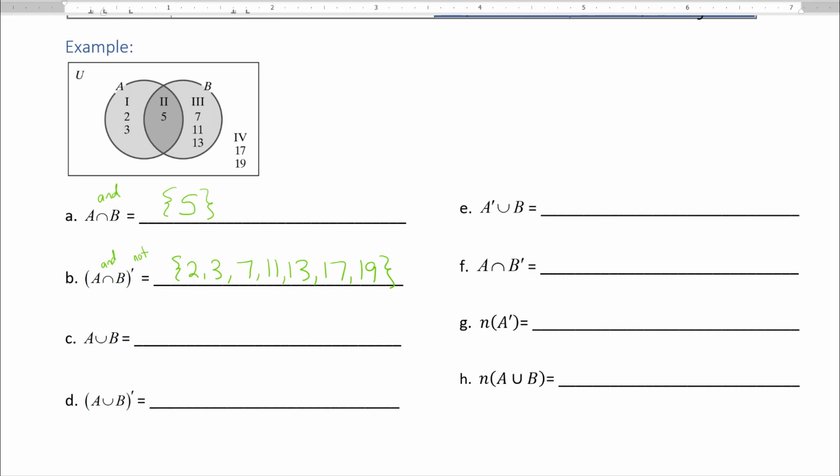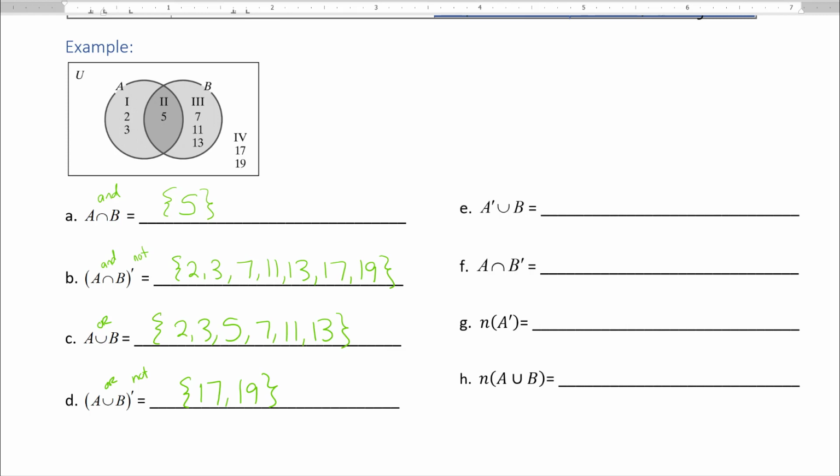Okay, A union B. That's or. That means it can be in A or it can be in B. So anything that's in A or anything that's in B, everybody's included as long as you belong in those two circles. So 2, 3, 5, 7, 11, and 13. How about A union B prime? So this is or, but then this is a not. So basically it's the answer to C, but not. So it's the opposite of the answer to C. So anything that's not in A or B. So I'm wanting 17 and 19. Those are the only two things that are not in A or B.